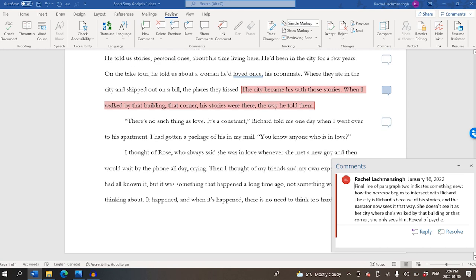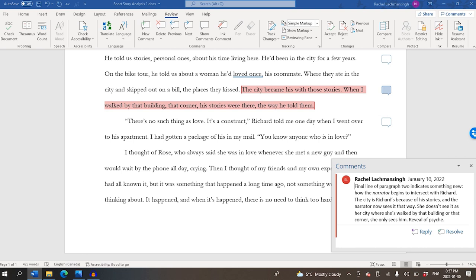So the next phrase is, "The city became his with those stories. When I walked by that building, that corner, his stories were there, the way he told them." This is the final line of paragraph two. Remember, I'm looking at this very micro. We looked at the final line of paragraph one, so what's the final line of paragraph two? It indicates something new to a reader: how the narrator's life begins to intersect with Richard's. The city is Richard's because of his stories, and the narrator now sees it that way. She doesn't see it as her city when she walks by that building or that corner. She only sees him.